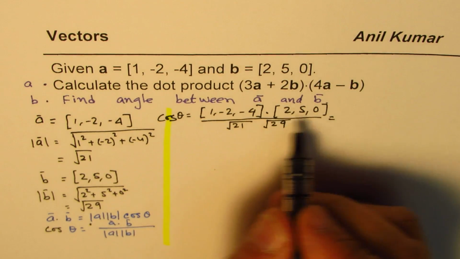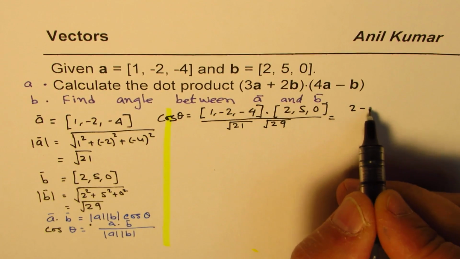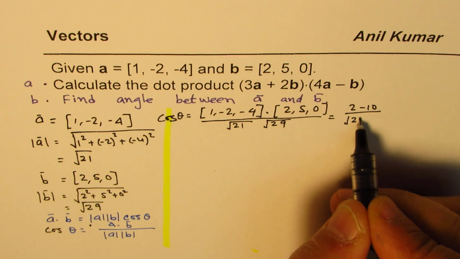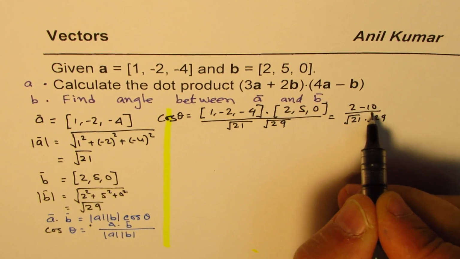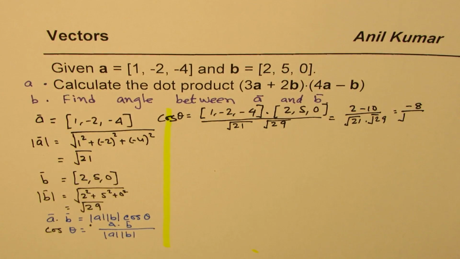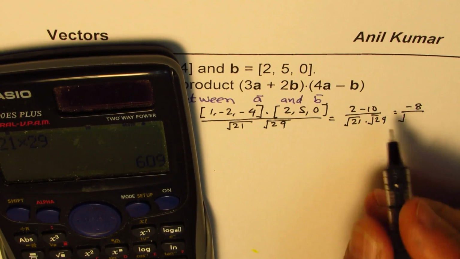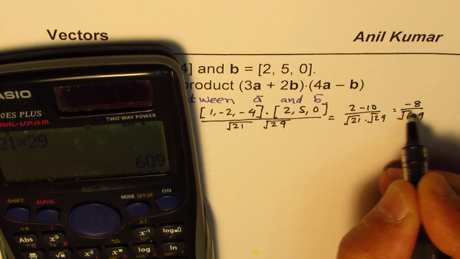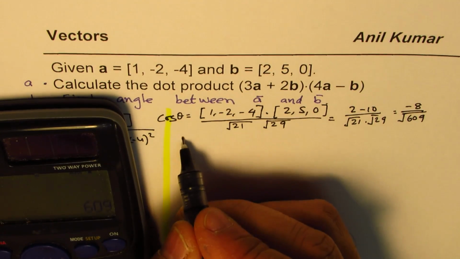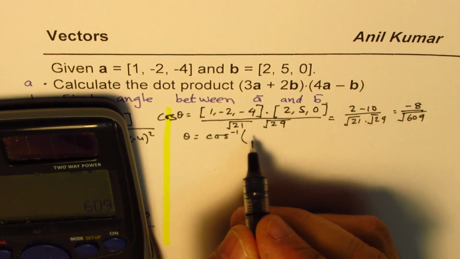And this gives you, when you do the dot product, 1 times 2 is 2, minus 10, and that is minus 8, divided by square root of 21 times square root of 29, which is minus 8 over square root of their product. Okay, so let me just write down 21 times 29, 609. Okay, that's fine. So theta is cos inverse of this, right? So theta is cos inverse of this.